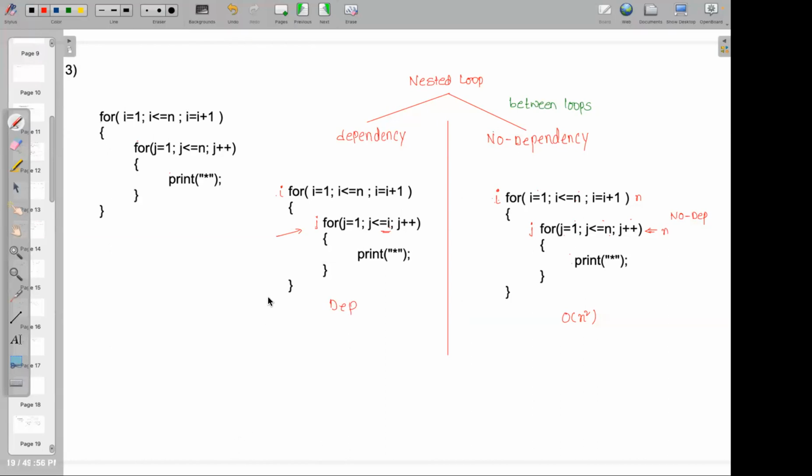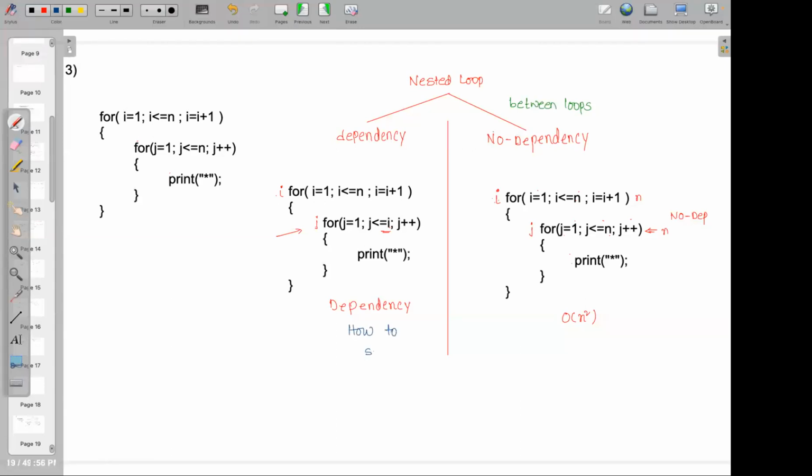Got it now, friends? What is meant by dependency? This is called dependency. And now, if it is a dependency, how to solve? Okay, that is a little tough. How to solve it if dependency is there?